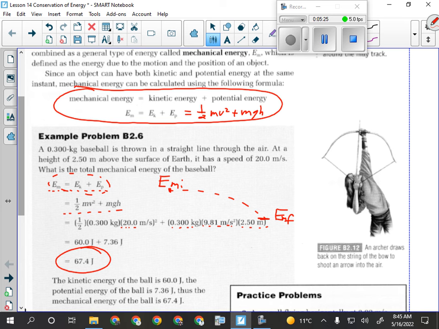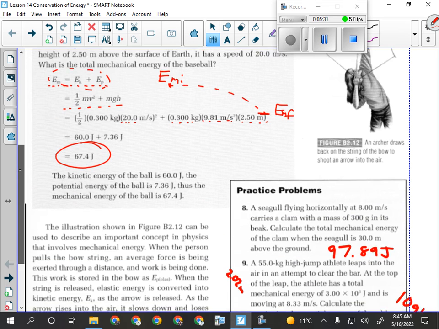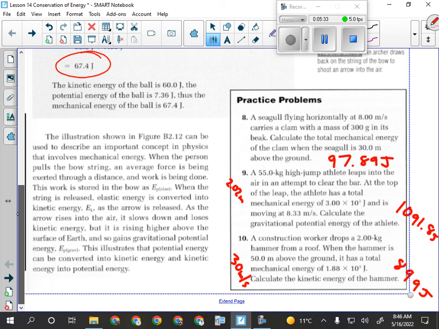Yeah, subtract the kinetic, right? I mean, we're just doing algebra, right? We just have to manipulate a little bit. All right, I would like you guys to try 8, 9, 10, okay?